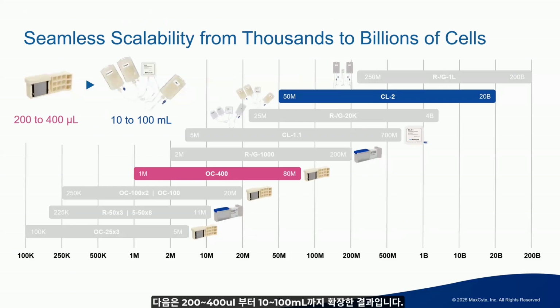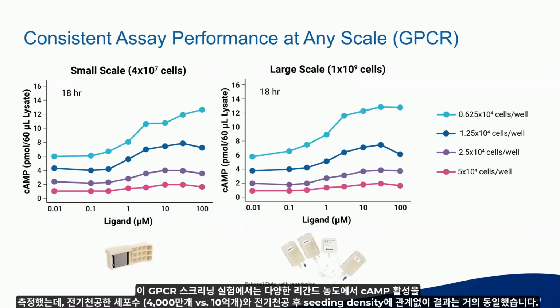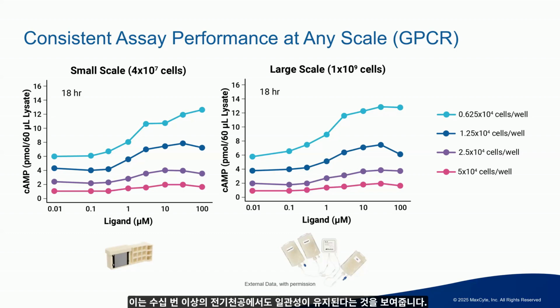And then another example here, one group scaled up from 200 to 400 microliters to 10 to 100 mLs. In this experiment, as you can see with GPCR screening, they're measuring cAMP activity at different ligand concentrations. And no matter which scale they use, just 40 million cells or 1 billion cells, and no matter which concentration they seeded the cells at after electroporation, they got very, very similar results on both sides. And this really speaks to the consistency across many different electroporations.